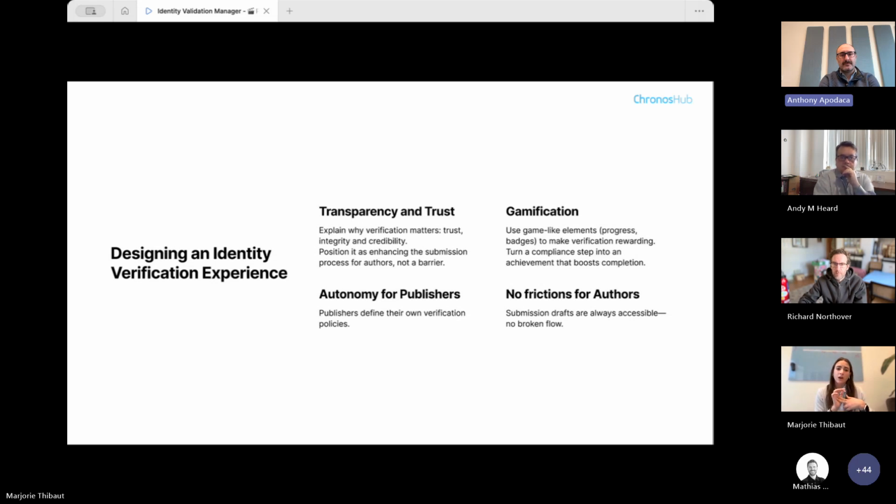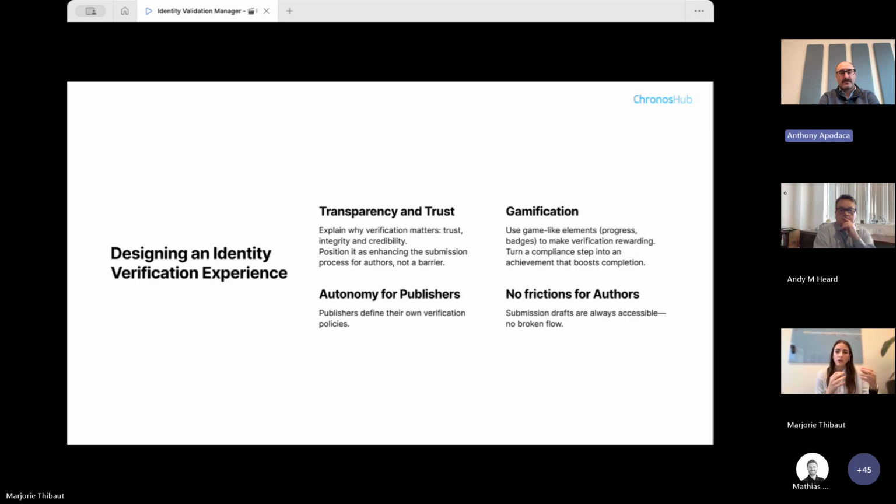The third one is the autonomy for publishers. Publishers set their own rules for verification requirements. Some may restrict submission to verified authors, others may not. Our role at ChronosHub here would be just to provide flexibility and ensure there is always a clear, easy path for authors to verify and keep submitting.